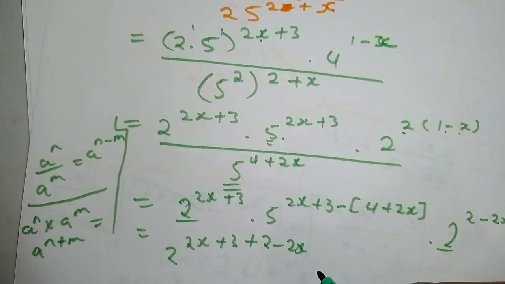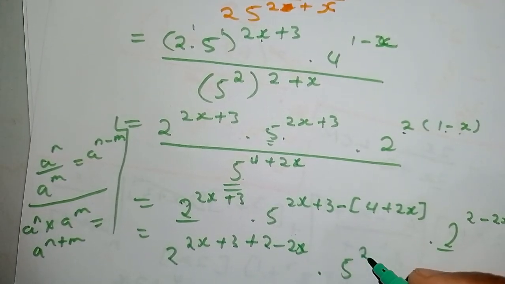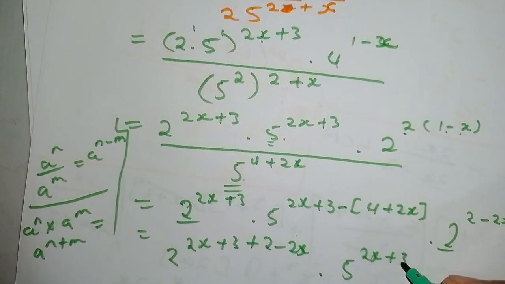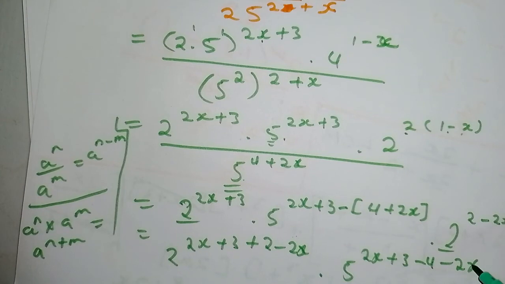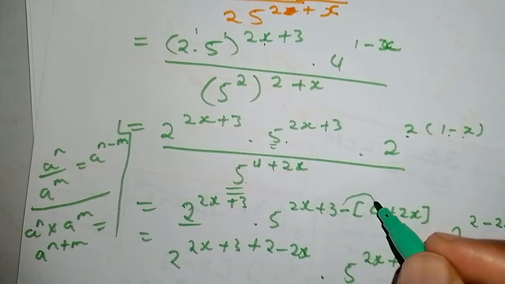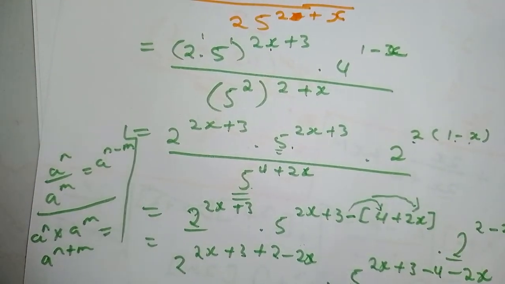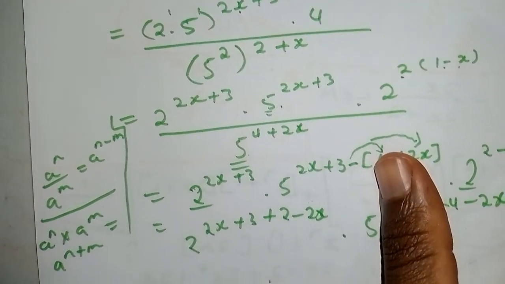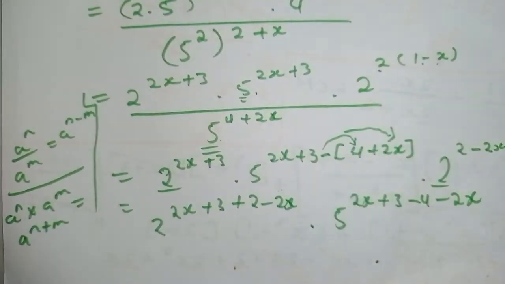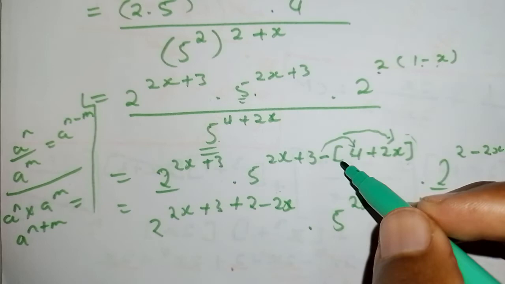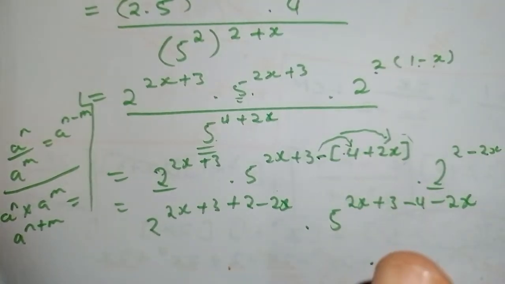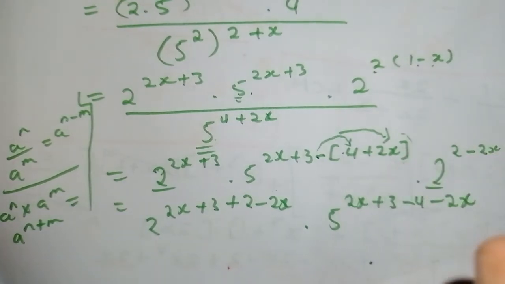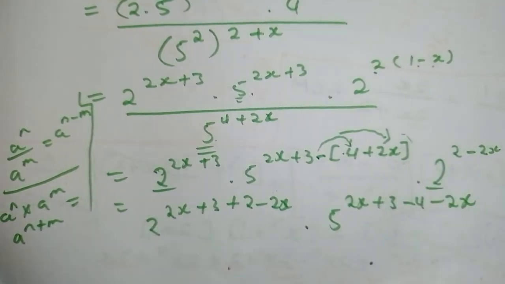Multiplied by 5 to the power 2x plus 3 minus, in brackets, 4 minus 2x. Why minus? This negative multiplies everything inside the bracket. It's very important to put the bracket when you deal with such questions. If you don't put the bracket, the negative will only apply here, and then your answer is going to be wrong. When you have a negative sign, put your brackets.